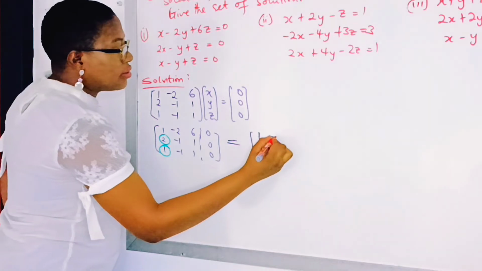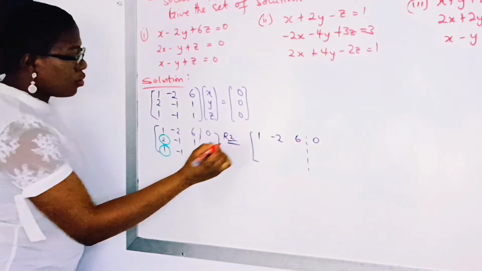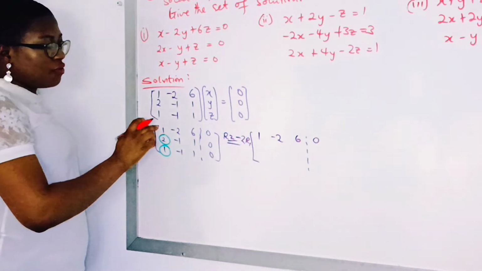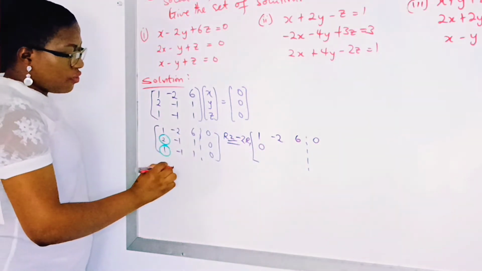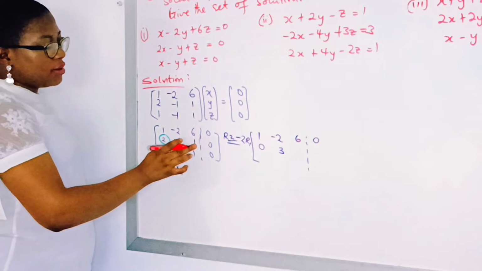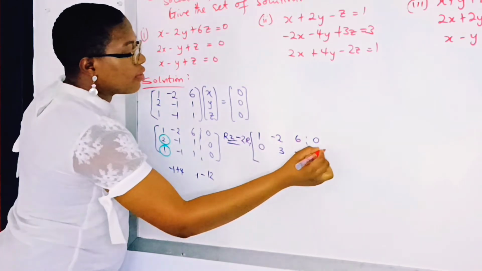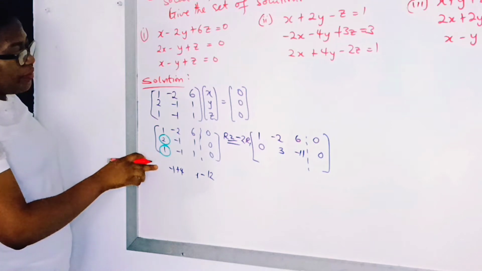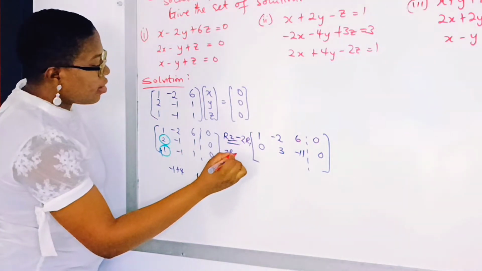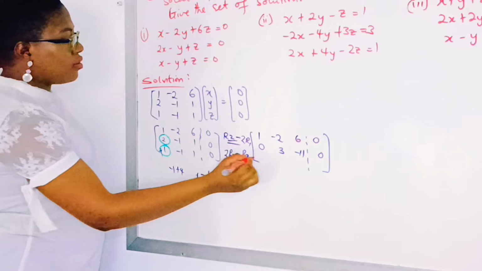Let's write my row 1 the way it is. The next one is row 2 minus 2 row 1. So row 2 minus 2 row 1 will give me 0. Row 2, that's -1, minus 2 of this is +4, which will give me 3. Then 1 minus 2 of this is 1 minus 12, which will give me -11, then 0. And for the last row, I want this to become 0 here. So I can say row 3 minus row 1, sorry, row 3 minus row 1. So this will give me 0.